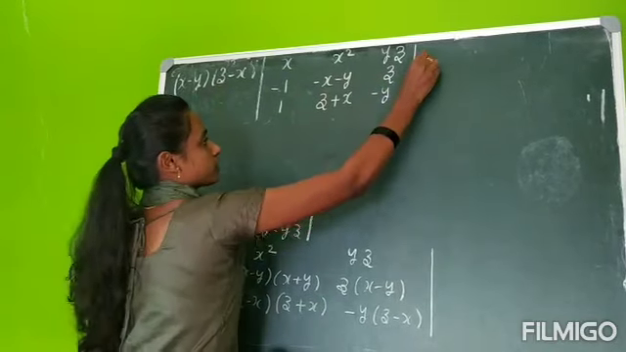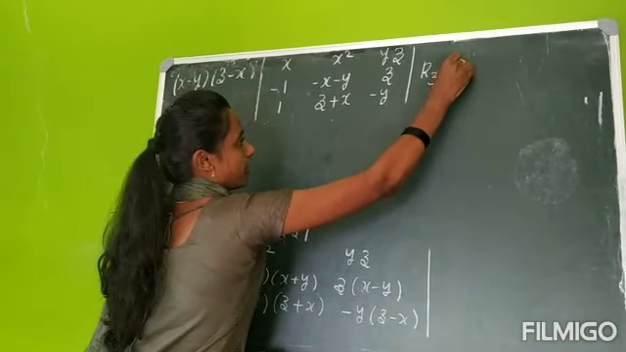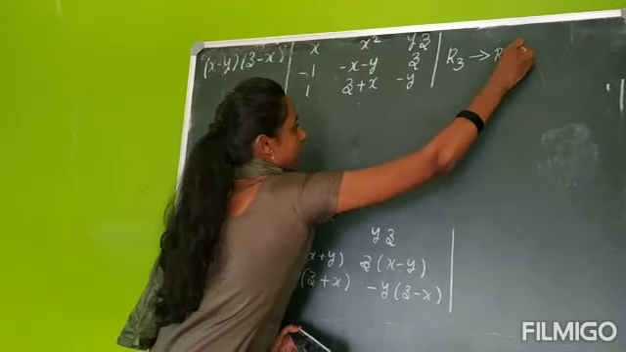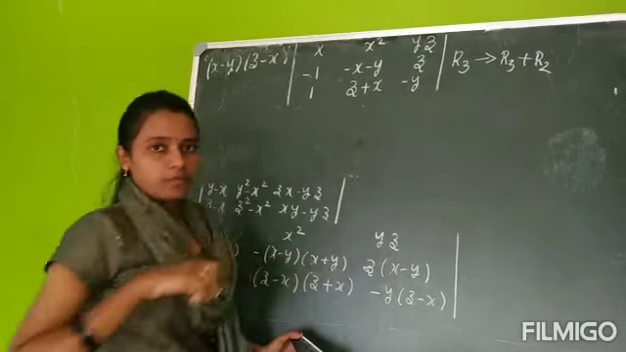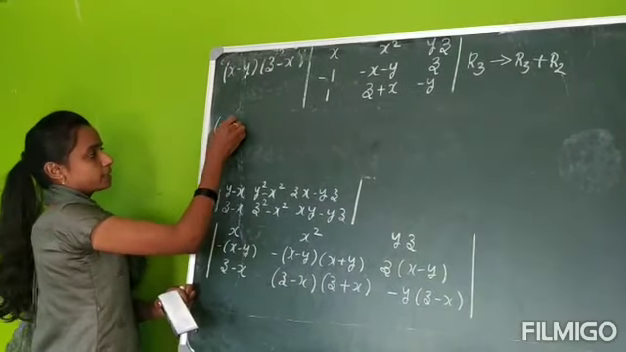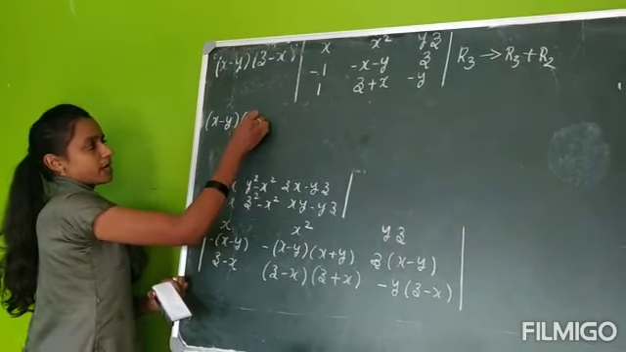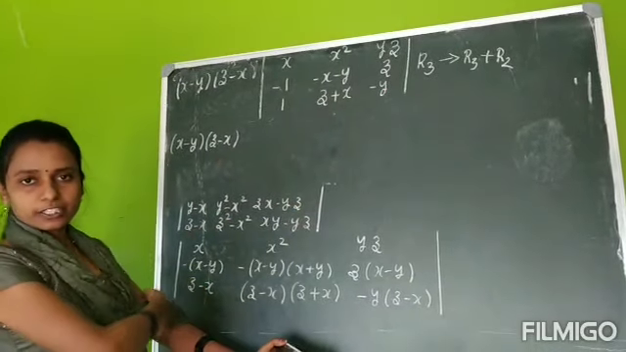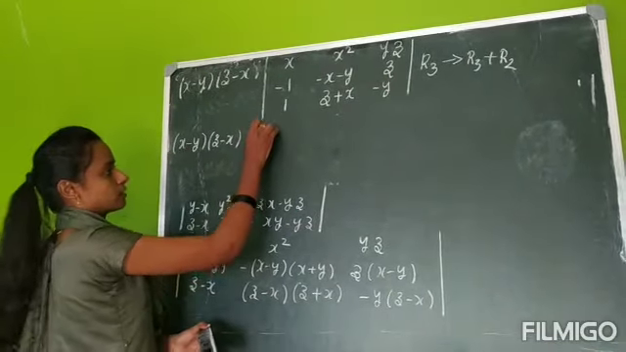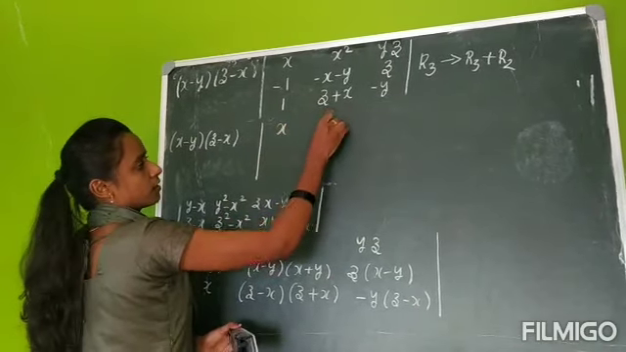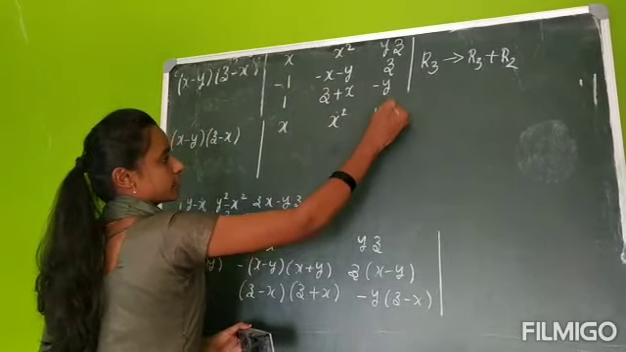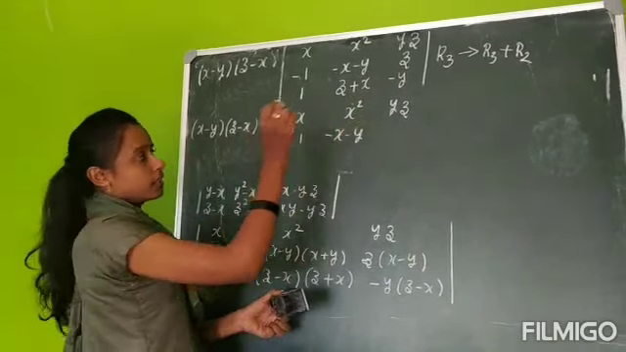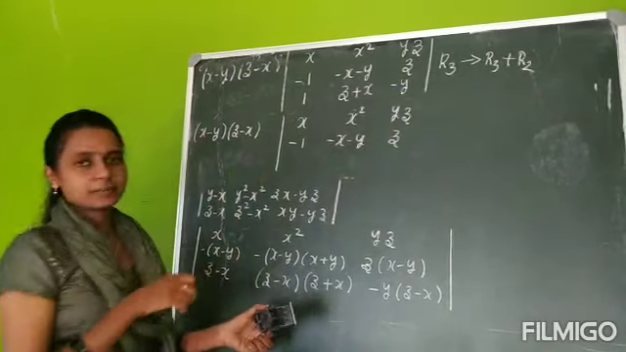So for that, I'll go with the operation on R3, the third row. I'll add the second row to the third row. Okay, so here is x minus y into z minus x. We are applying the operation only for the third row, so you need to write the first and second rows as they are: x square, yz. Next, minus 1, minus x minus y. Next in this is z.